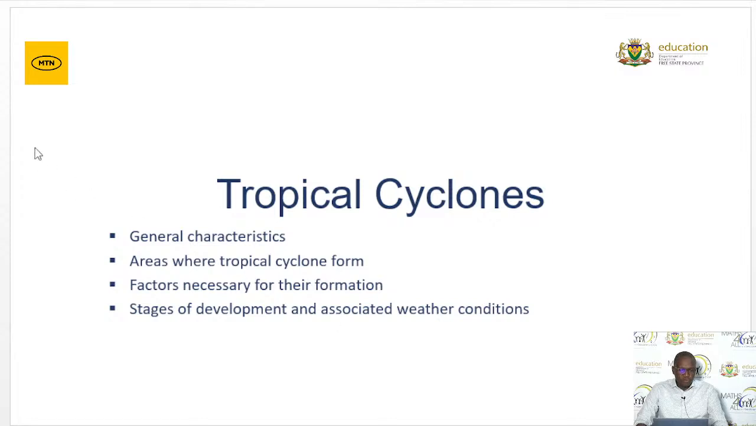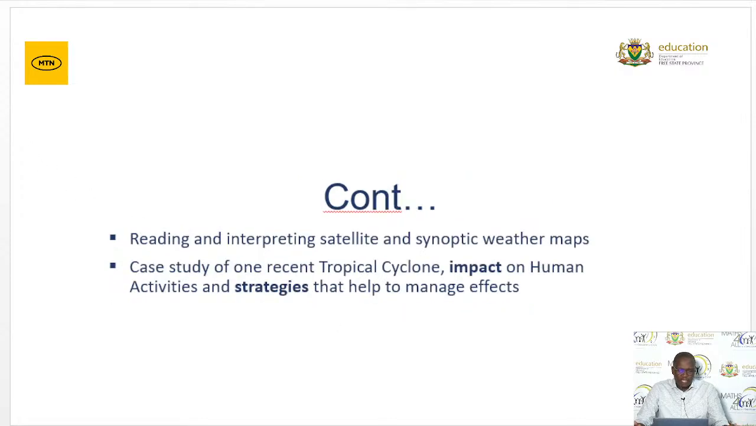Reading and interpreting satellite and synoptic weather maps. So we must be able to interpret the satellite image and synoptic weather map based on a tropical cyclone. Case study on one recent tropical cyclone: you must know the impact and also strategies that help to manage the effects. So, which is very important. Like I said in terms of mid-latitude cyclone, you must know the impacts. So you can't go into the examination without knowing the impact of a tropical cyclone and also the strategies or precautionary measures on how to minimize the impact of a tropical cyclone.